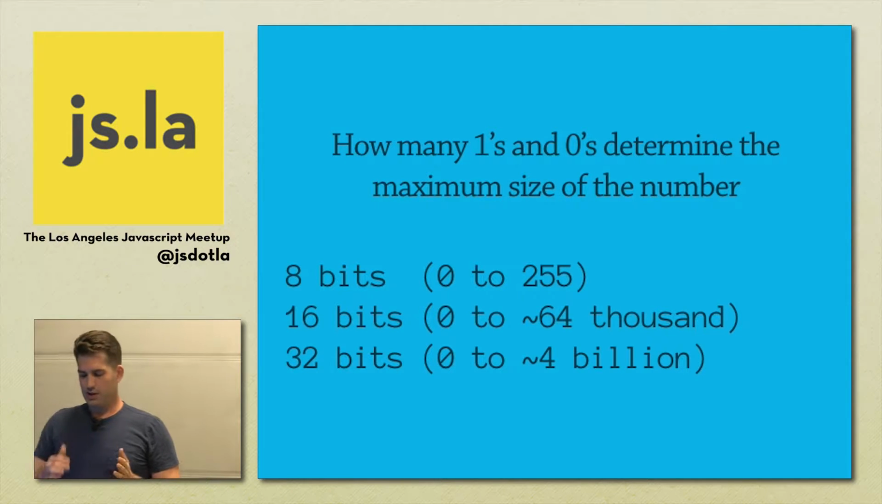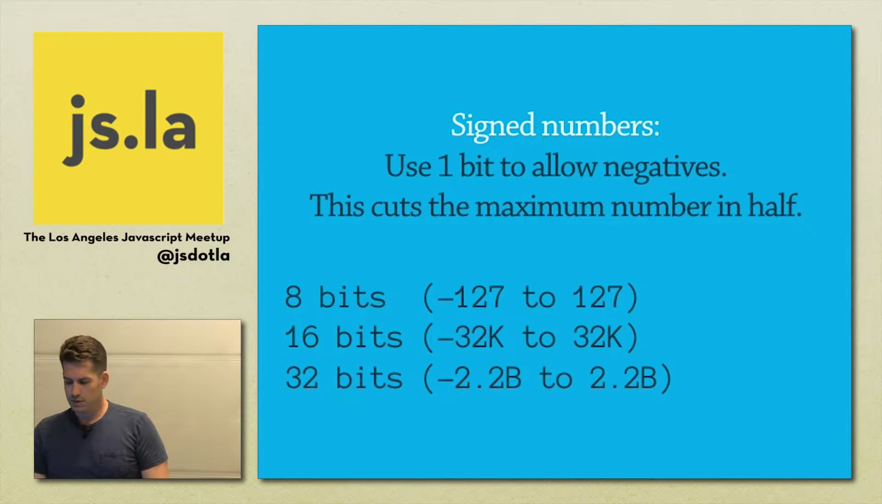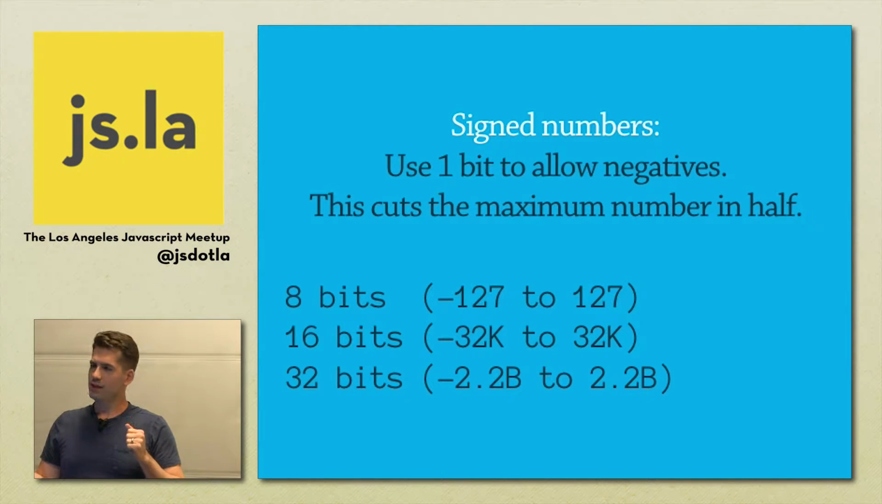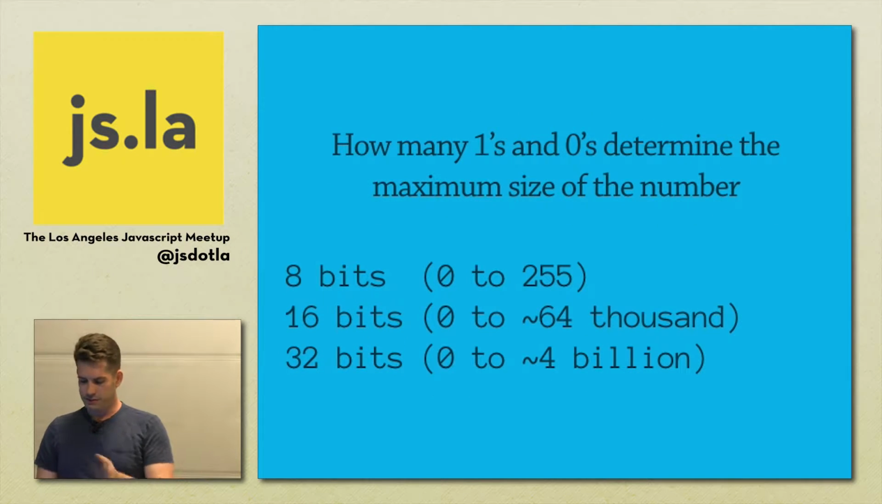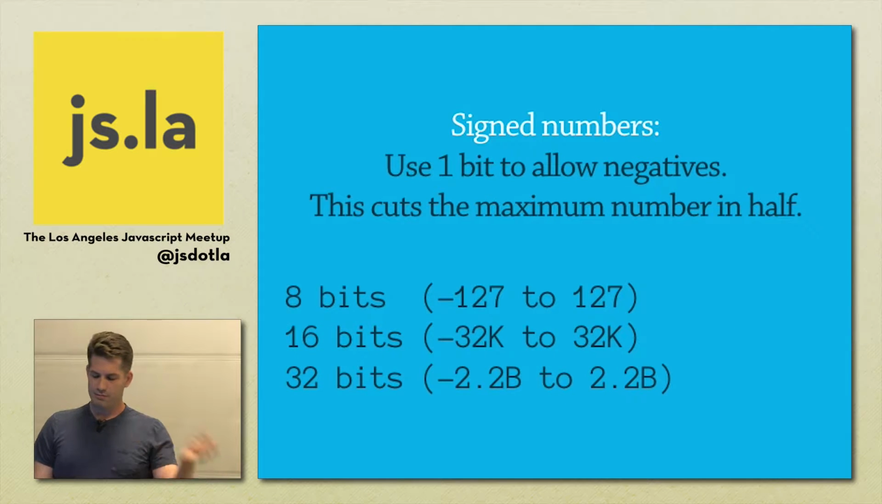But you can have different sizes to your integers. They could be 8, 16, 32, 64 bits. And you get bigger ranges of numbers depending on the size of the bit range that you allocate to that number. Signed numbers, ones that are negative or positive, are basically the same thing, but they're shifted over. So you get kind of half the maximum, but you have the possibility of making it negative. So instead of 0 to 255, you have negative 127 to positive 127.